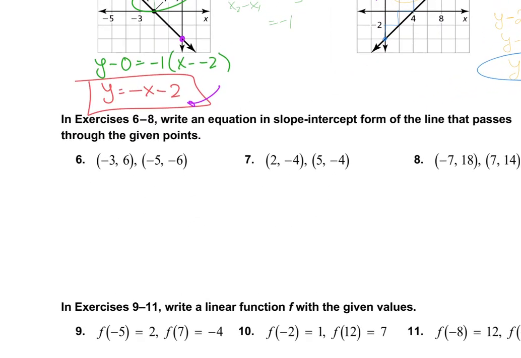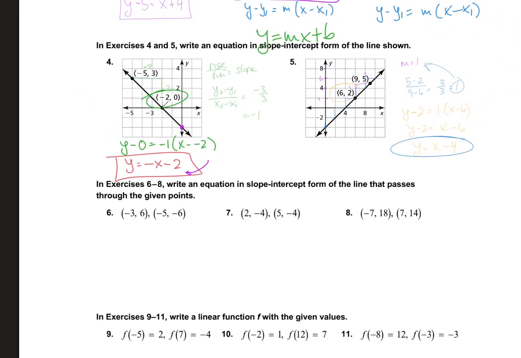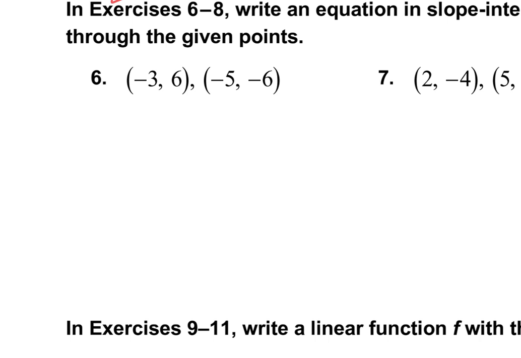Write an equation in slope-intercept form. So, hey, check it out. Now I don't have the graph, so I have to do this. I guess I didn't have to do it up there. I just wasn't trusting of the graph. So here's how I end up doing these. I write x and y just so I don't get them mixed up.